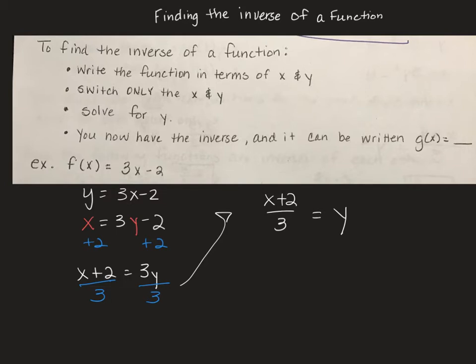This is my inverse. So there are 2 ways you can write it. You now have the inverse and it can be written as g of x equals x plus 2 over 3. Or sometimes you see it written with a little hash mark up there. But this is the way we're going to be handling it right now. Just write it as g. Okay? So let's try this one. Pause the video, complete it, and start it when you want.